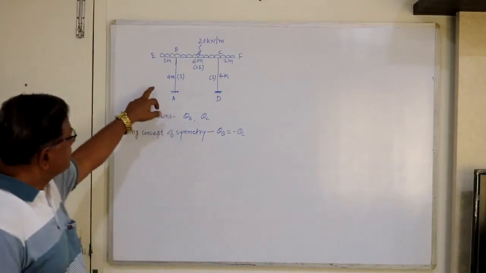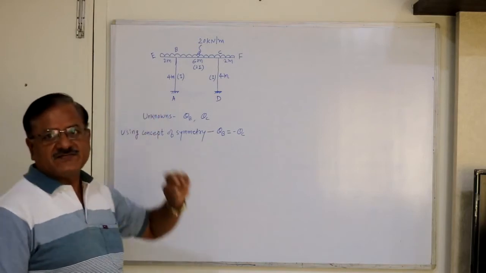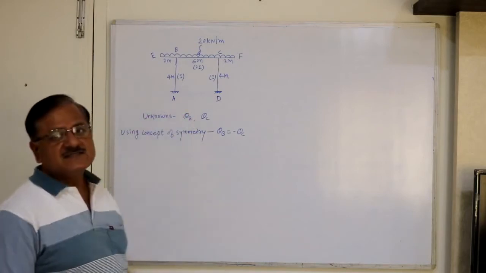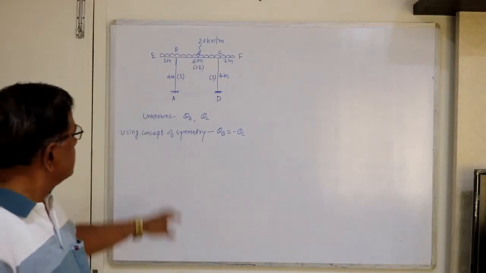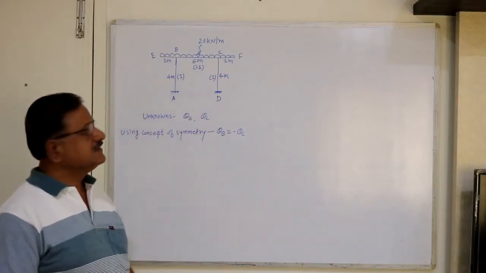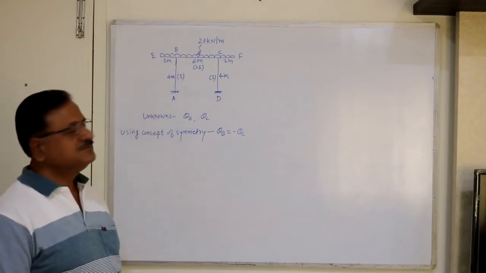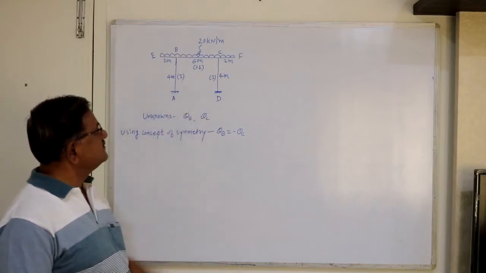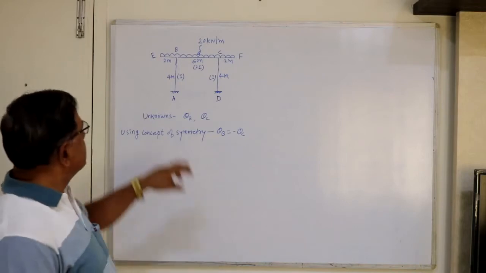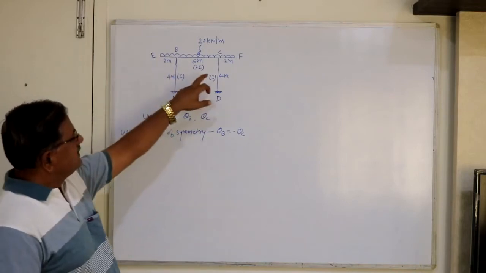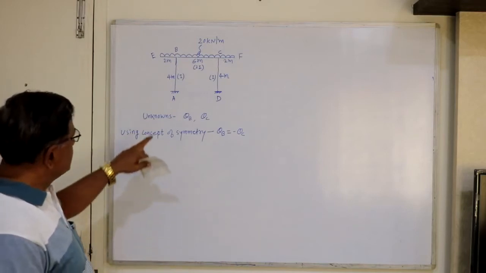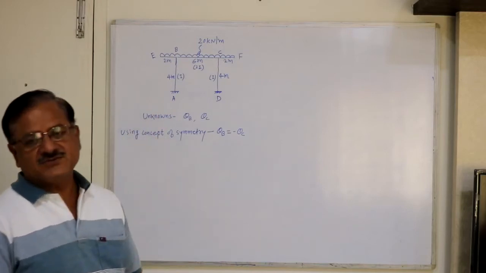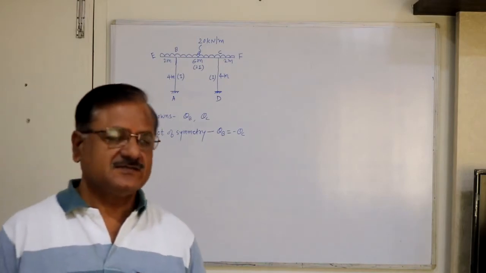So if you look at this frame, the frame is symmetrically loaded. Both supports are fixed, height of the column is same, moment of inertia of column is same, and BE and CF, they are the overhangs. Now we want to analyze this frame by using slope deflection method.